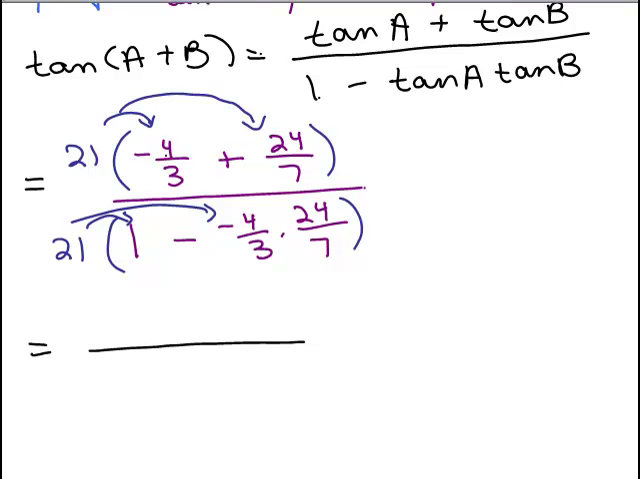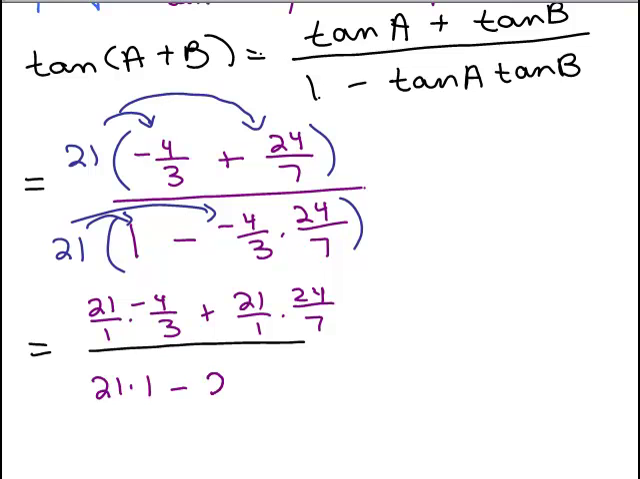All right, so when I have 21 times negative 4/3, I'm just going to show all these steps. 21 times negative 4/3 plus 21 times 24/7, and then 21 times 1 minus 21 times negative 4/3 times 24/7. All right, so what could we cancel? The 3 goes into the 21 and the 7. The 7 goes into the 21 and the 3. Nothing cancels for this first term. And the denominator here, 3 times 7, is going to cancel with that 21.